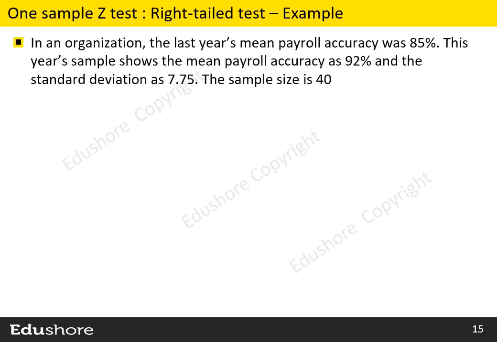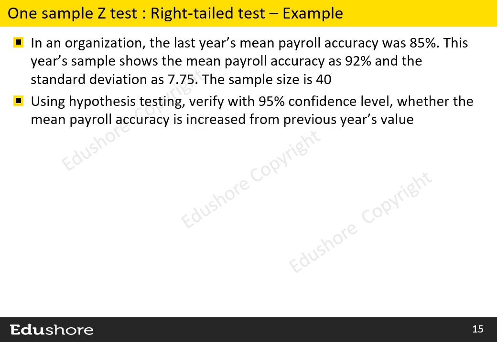Now, let us understand with an example on how to do a right-tailed test of one sample z-test. Here is the example. In an organization, the last year's mean payroll accuracy was 85%. This year's sample shows the mean payroll accuracy is 92%, and the standard deviation is 7.75. The sample size is 40. Using hypothesis testing, verify with 95% confidence level whether the mean payroll accuracy is increased from previous year's value.